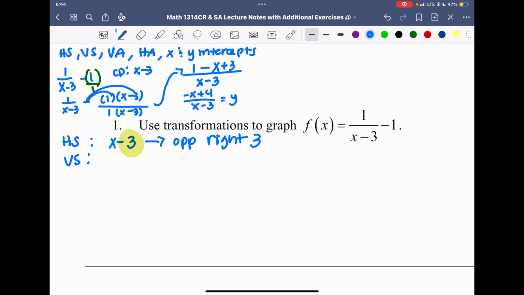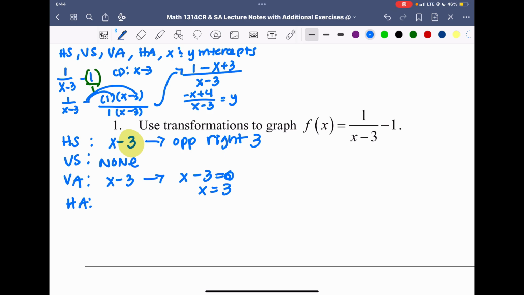And then the reflection, you don't have one. Okay, now let's talk about the vertical asymptote. The vertical asymptote is going to be based on the denominator. So vertical asymptote means x minus 3 equals 0, x equals 3. That's your vertical. I'm sorry, yeah, vertical, horizontal.